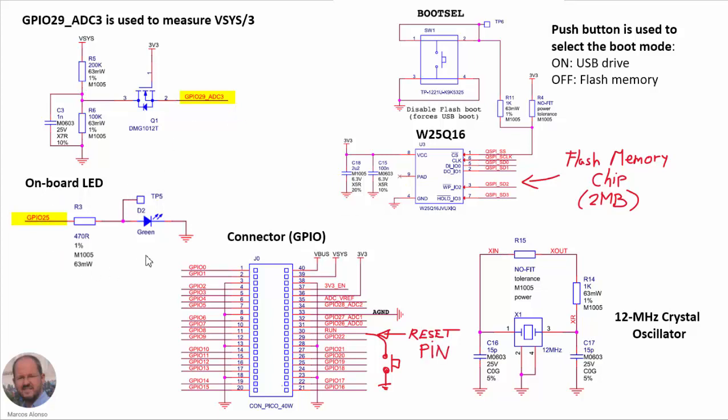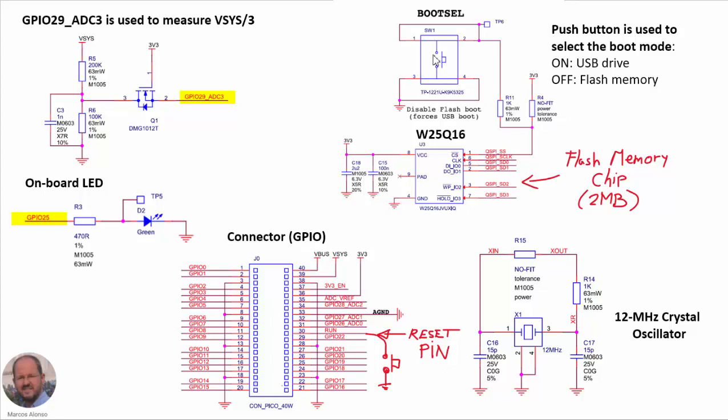Here we have the circuitry corresponding to the onboard LED, so it is controlled by the pin corresponding to GPIO 25. In this part here we have the circuitry of the flash memory chip of 2 MB in total, and here the user is going to have the programs.